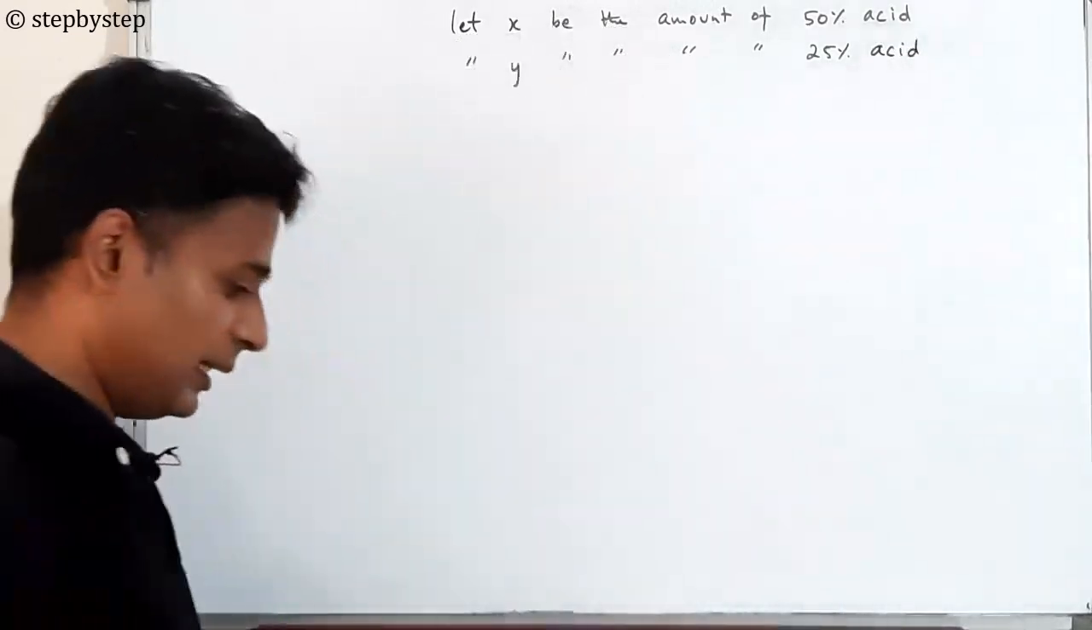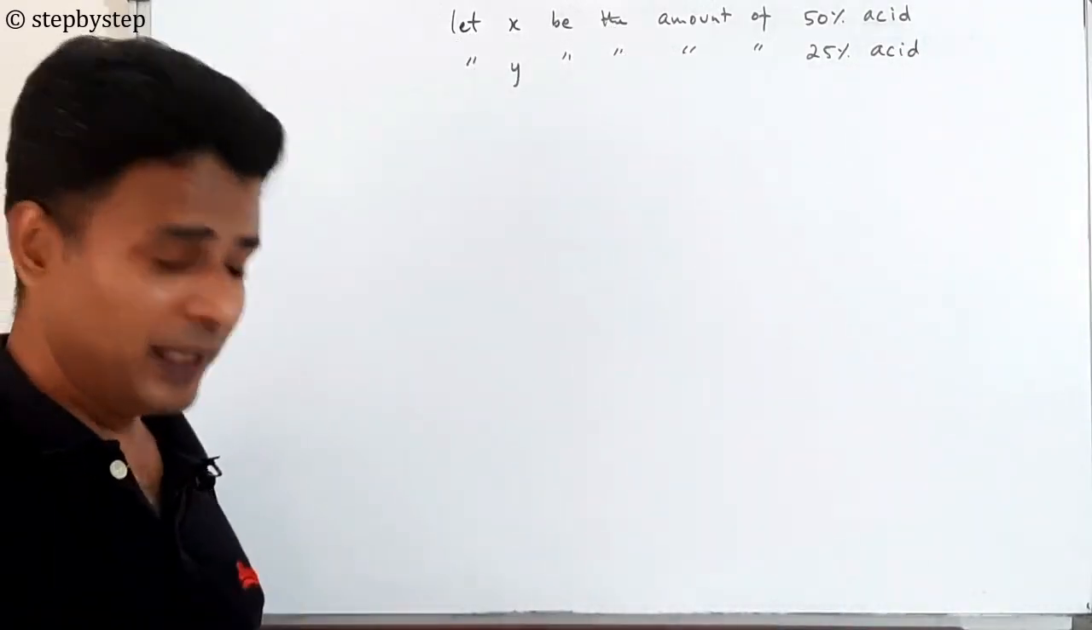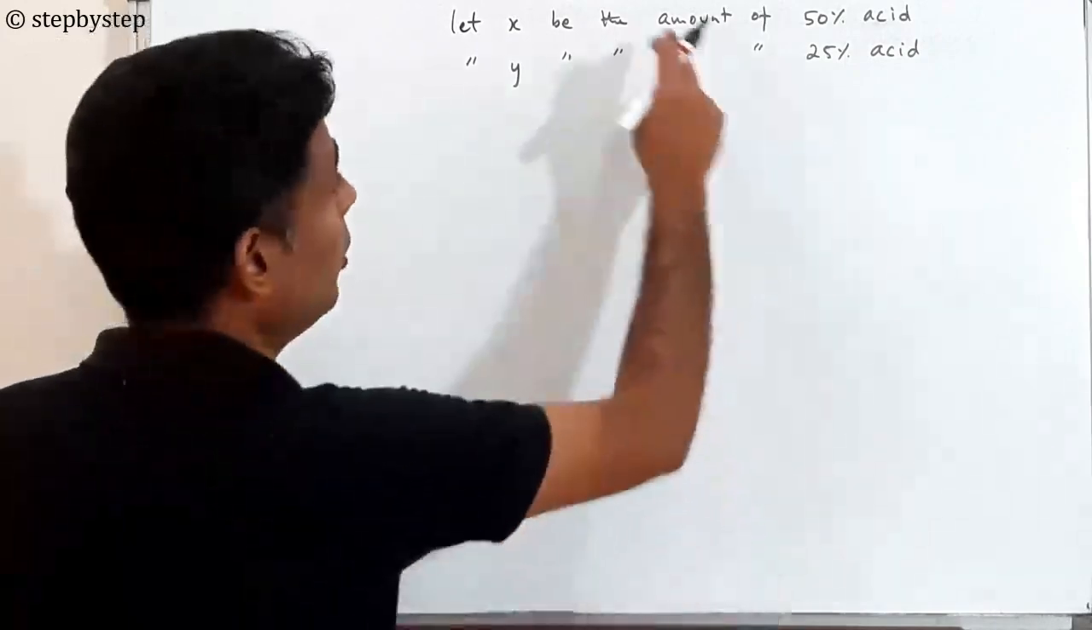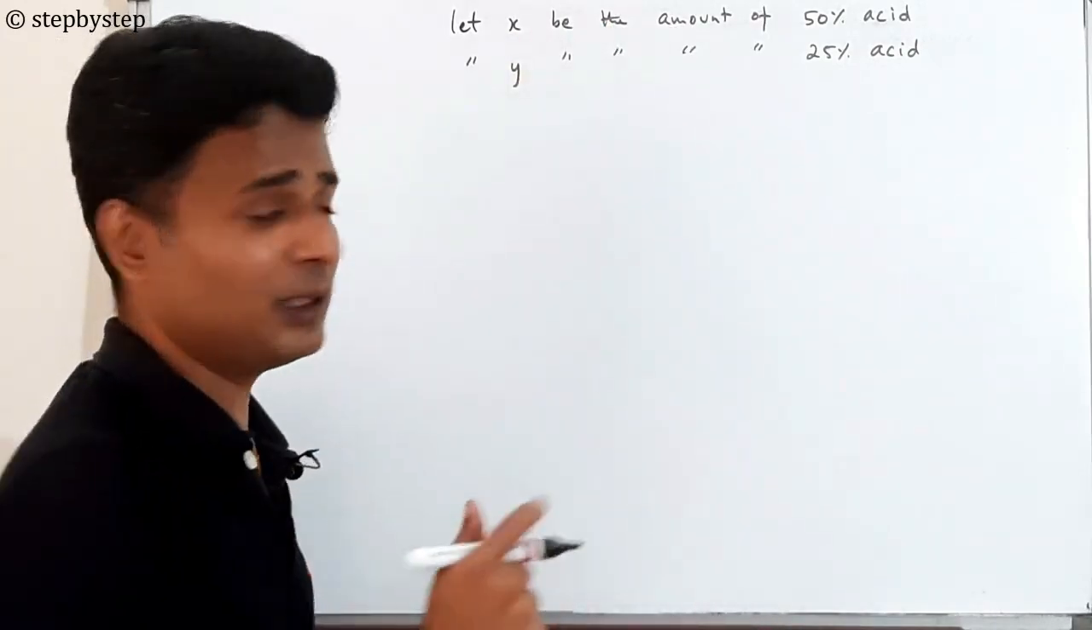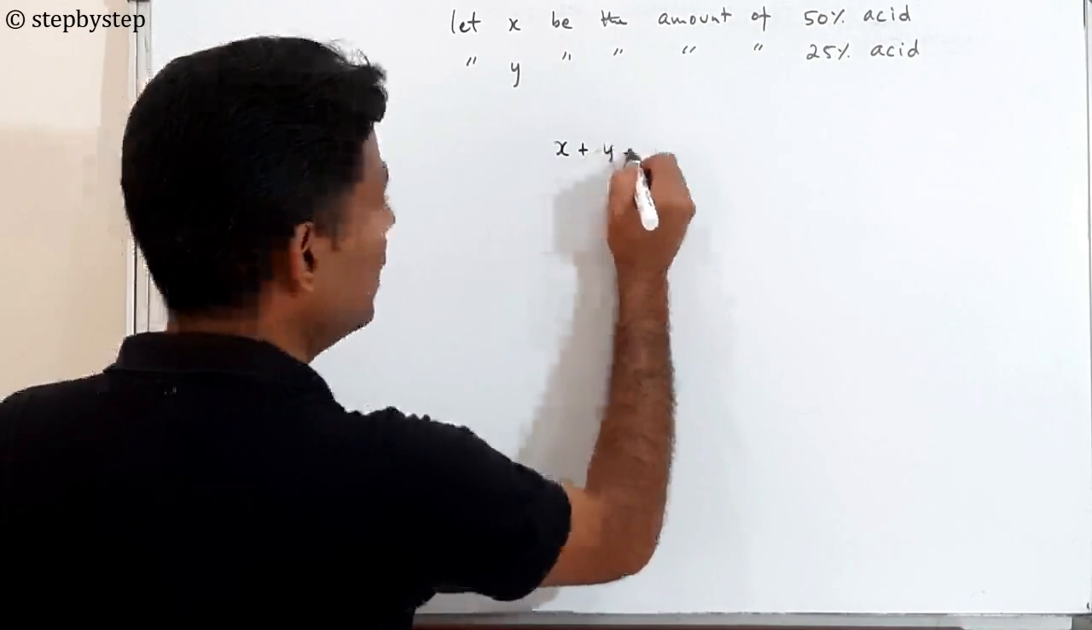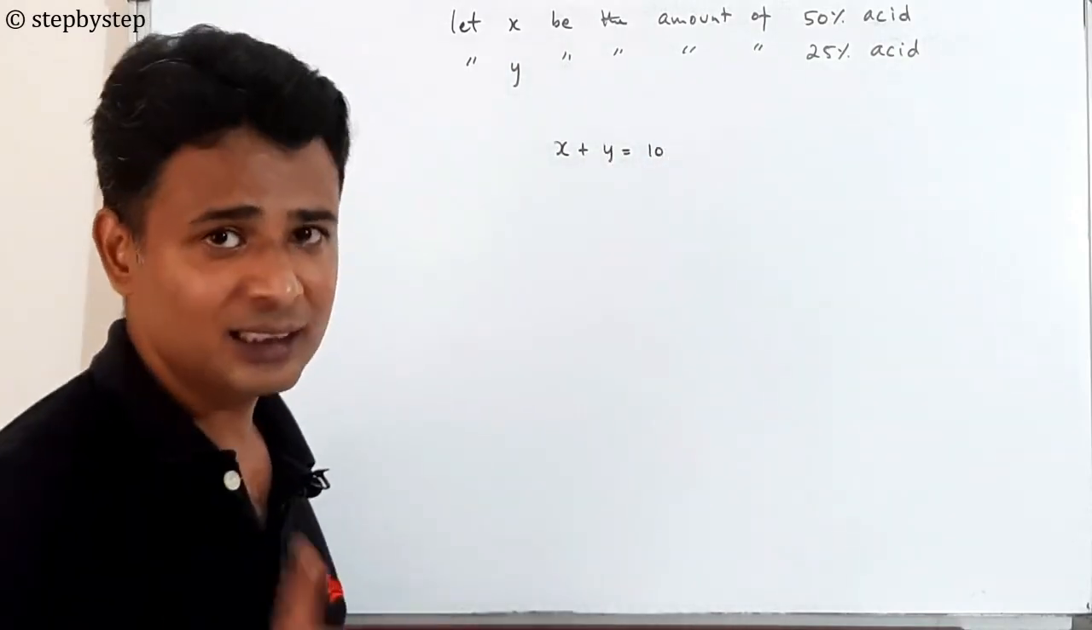Now what is the thing they have given? How much of each should be mixed to make 10 liters? So from mixing this and this, how much is he making? 10 liters. So x plus y equal to 10 liters. This is our first equation.